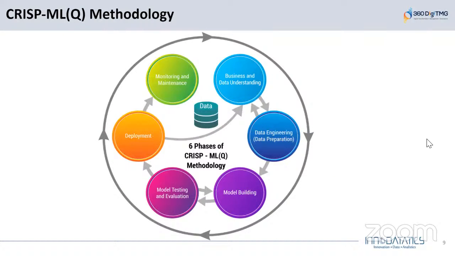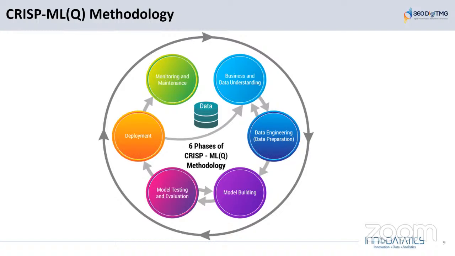CRISP ML methodology. So this CRISP DM basically consists of 6 phases. The first phase is business and data understanding. Business understanding. What does the business need? We have to determine the business objectives, assess the situation, determine data mining goals, and produce project plans. Next is the data understanding phase. Data understanding. What data do we have? What data do we need? Is it clean? So we need to collect the initial data, describe the data, explore data, and verify the data quality.